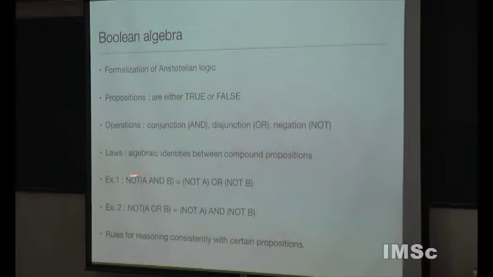These Boolean laws are a sequence of statements like this. You can make this more and more complicated. It doesn't have to be this. You have a whole complicated compound statement on this side, you take it to that side, and that becomes a different kind of compound statement, perhaps in terms of things that you want. So what is the utility of this? These are rules for reasoning consistently with certain propositions.